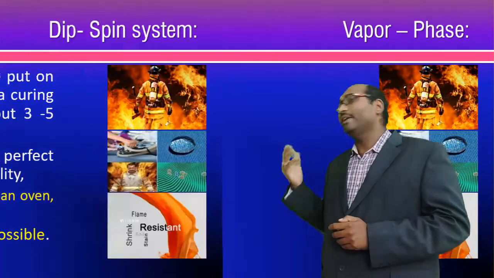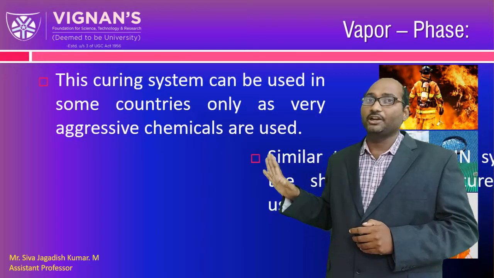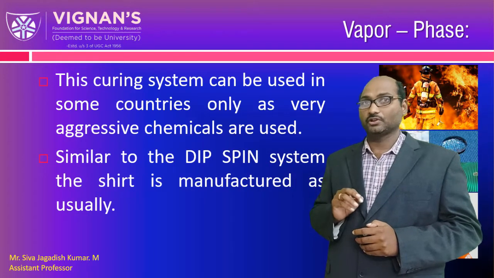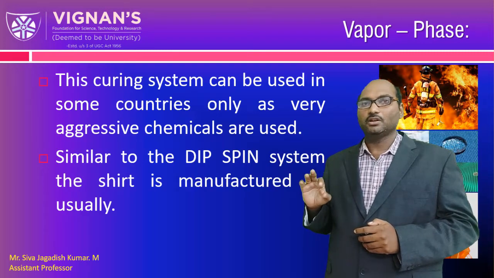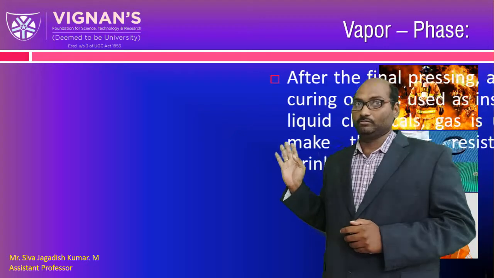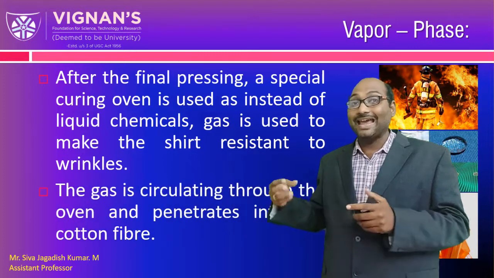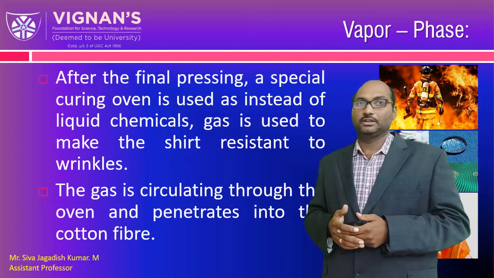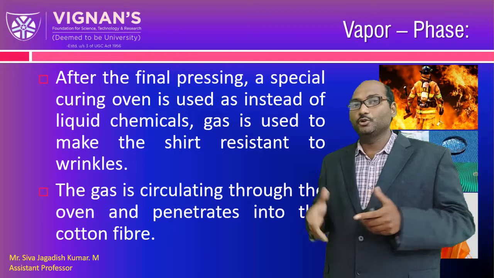The fourth one is the vapor phase, which is not generally used. This curing system can be used in some countries, where only very aggressive chemicals are okay to use in the industries. It is similar to the dip spin method, and the shirt is manufactured as usual. After the final pressing, a special curing oven is used instead of liquid chemicals. Gas is used to make the shirt resistant to wrinkles. The gas circulates through the oven and penetrates into the cotton fiber.